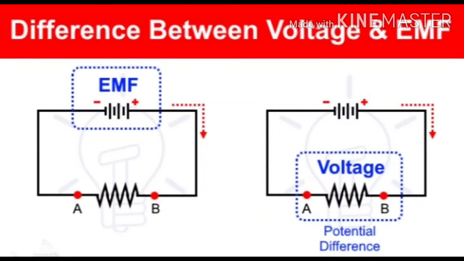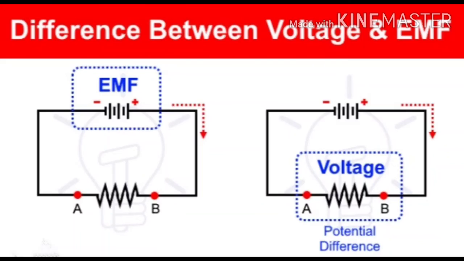Let's see the difference between the voltage and the EMF. EMF is the source that supplies a current to the entire circuit, whereas potential difference or voltage is measured between any two terminals. When the EMF supplies a current, this current flows through the terminals of the resistance A and B. So due to the current, there may be a potential difference between those terminals. So voltage can be measured between any two terminals in the circuit, whereas EMF is a source present in the circuit that supplies the entire circuit.